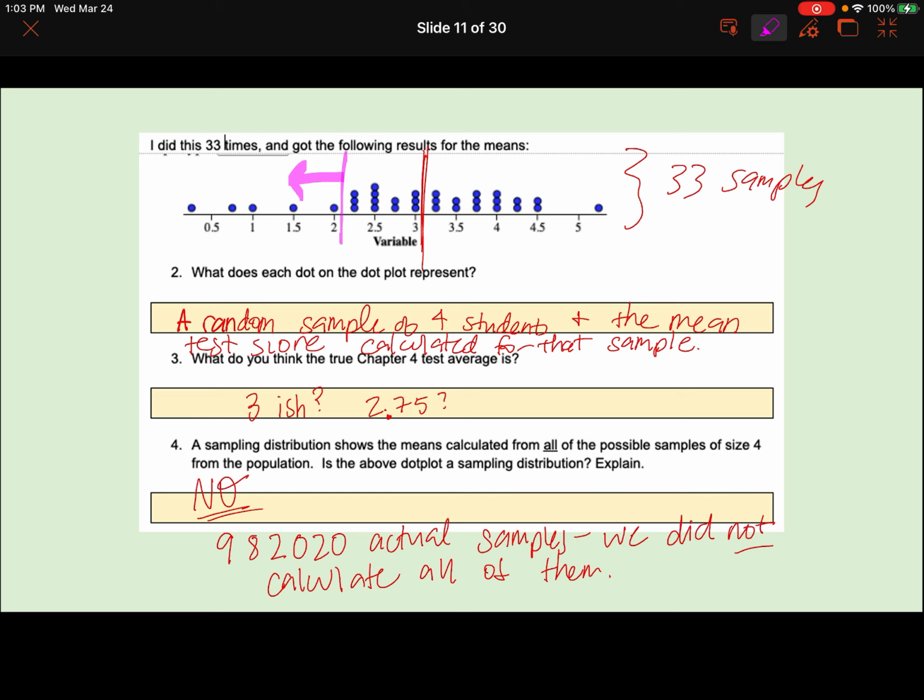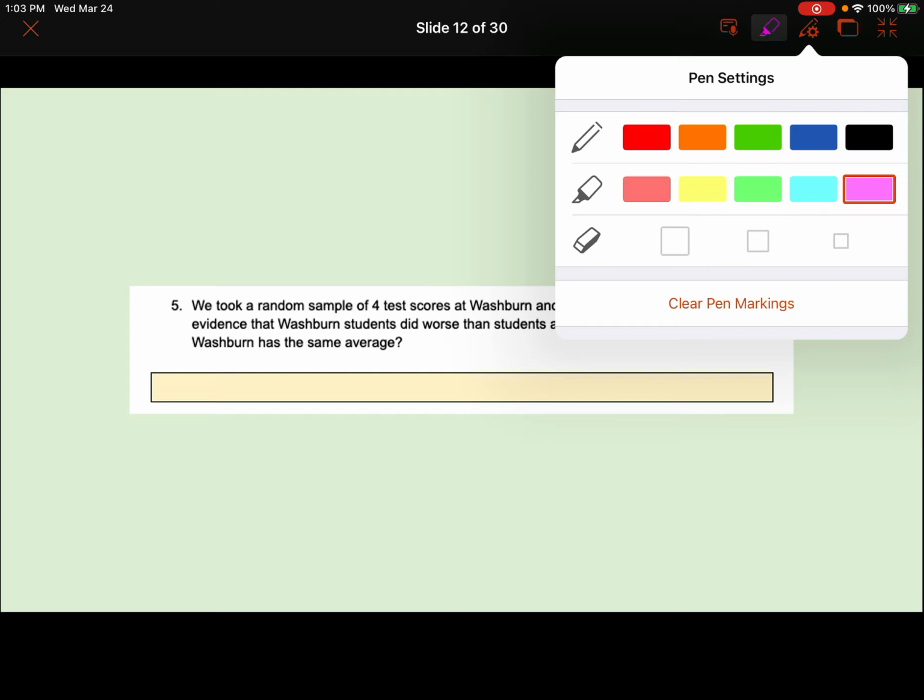And I can calculate that. Let's see, 1, 2, 3, 4, 5. 5 times we got a sample with a mean of 2 or less. And I did this out of 33. So let's see, 5 out of 33 is 15%. So because that is higher than 5%, let's go ahead and put this in words.